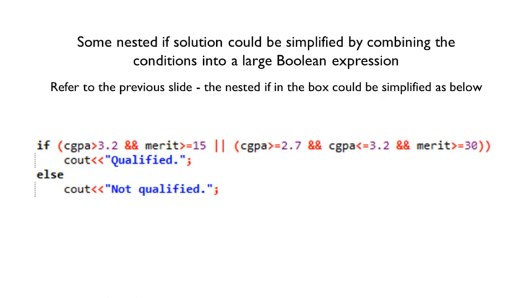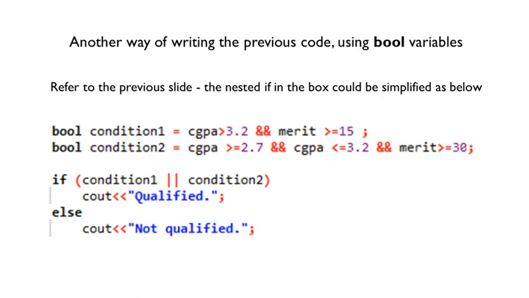Next, I will show another way of writing the previous code using bool variables. As we all know, the bool variable or bool data type can only consist of two values, which are 0 or 1, where 0 indicates false and 1 indicates true. So you can use the bool variable. Here, as you can see, there are two bool variables, which are condition 1 and condition 2.